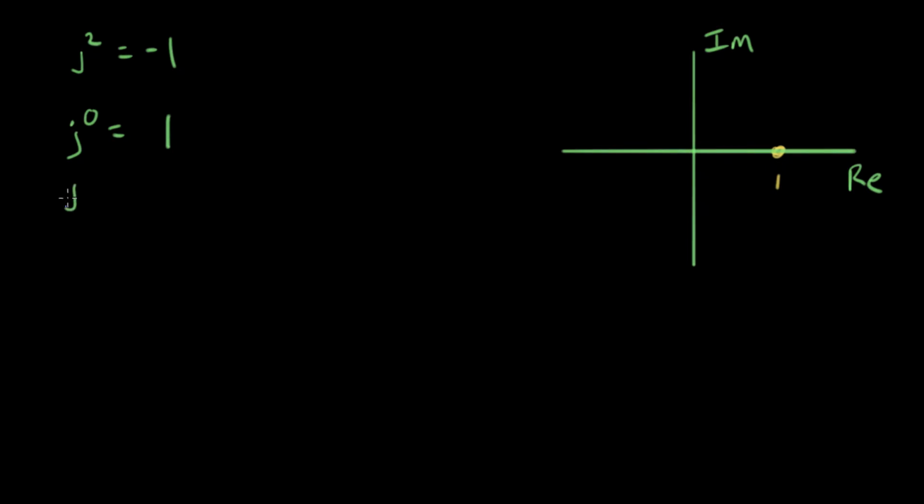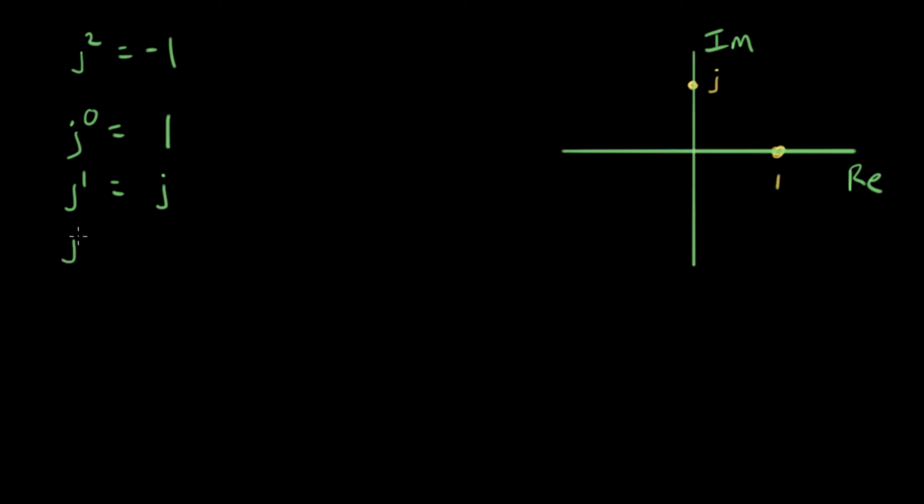Okay, let's do j to the 1. That's j times itself one time, and so that is equal to j. If I plot that number, that's up here, up on the imaginary axis right there. There's j. All right, this has no real part. It's all imaginary. Okay, let's keep going.